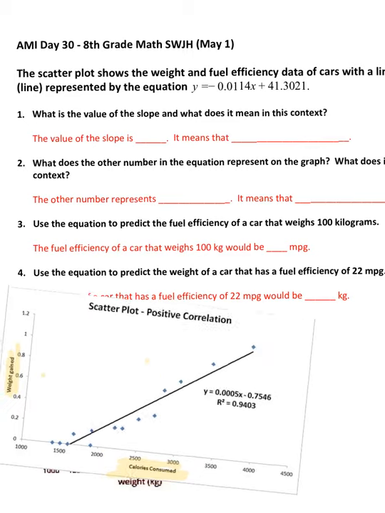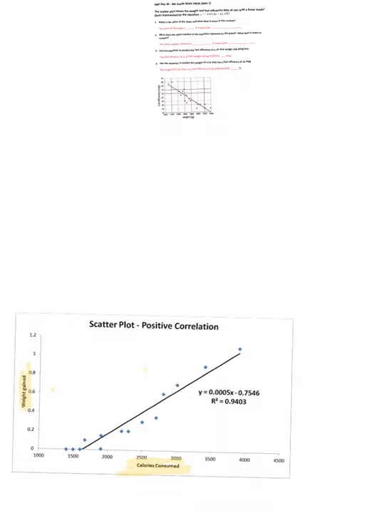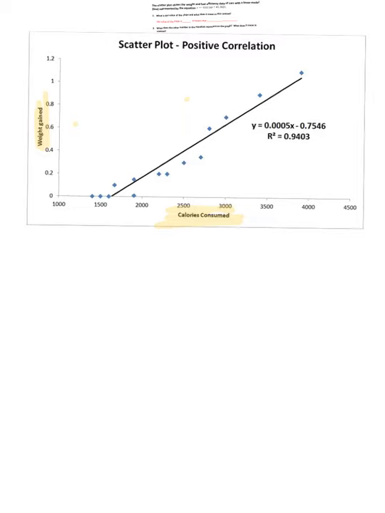And then the last two, use the equation to predict the fuel efficiency of a car that weighs 100 kilograms. In other words, we're going to plug in that number into x and solve for y. And then the last one, they're giving you the y and asking you to solve for x. So let's try that with my problem here. And we're just going to pick out some random things.